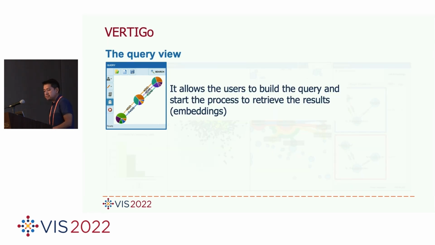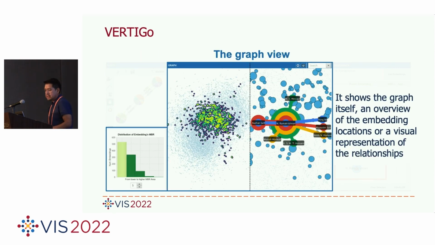The first one, the query view, allows the user to interactively define the query structures. I mean the node, the edge, and the node attribute. The second view, the graph view, shows the target graph and either a heat map of the embedding location or a visual representation of single embeddings.